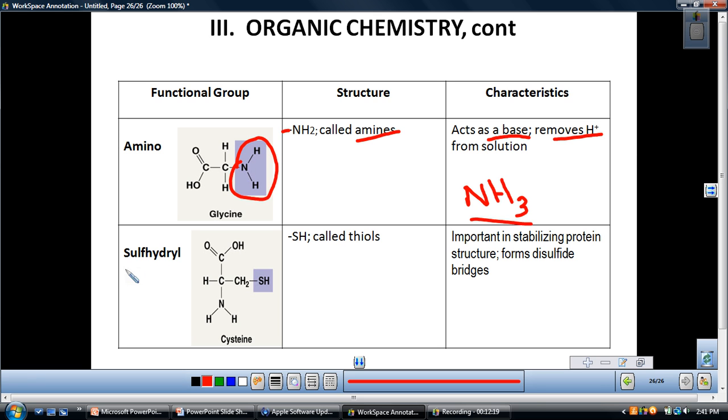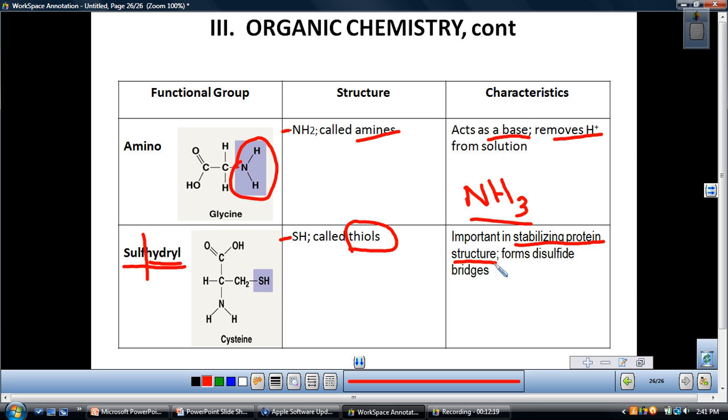Okay, the next one, sulfhydryl. Just look at the name. Sulf is like sulfur. Hydryl is like hydrogen. So this is a covalent bond from the carbon chain to a sulfur, and when that is bonded to a hydrogen, these are called thiols. These will also be really important in stabilizing protein structure.